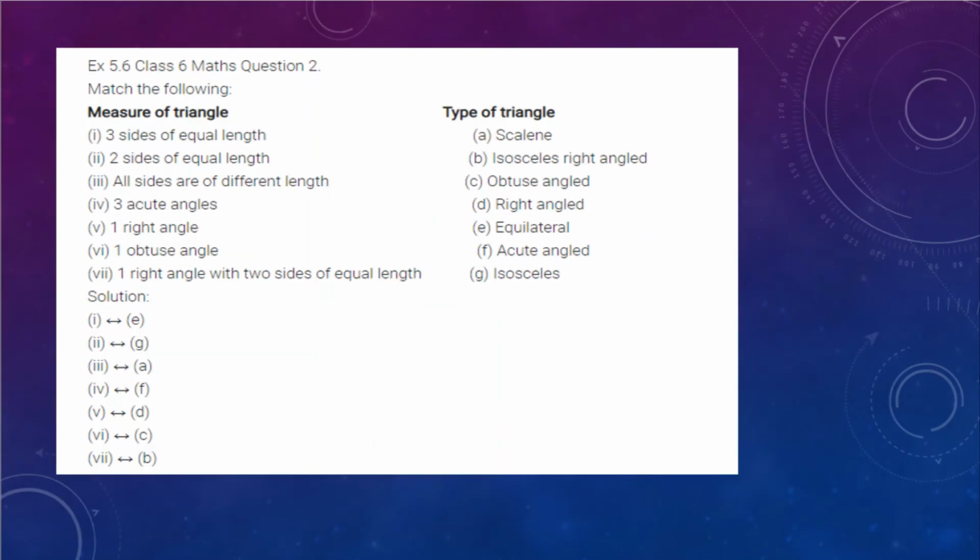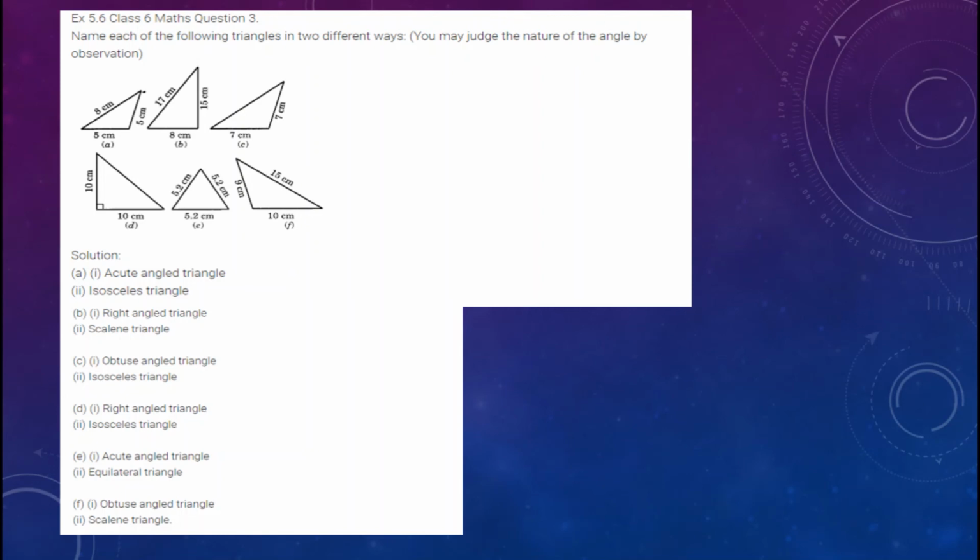Moving to question number 2, we have to match. Three sides of equal length is called equilateral, two sides of equal length is called isosceles. Then all sides of different length is called scalene, so accordingly you can match them. You can try the next parts.